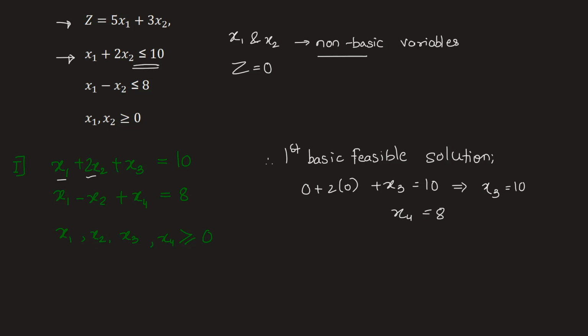Of course, when we write the objective function, the slack variables should not have any effect on the objective function. So 5x1 plus 3x2 plus coefficient of slack variables in the objective function should be 0. So whatever is the value of the slack variables, the objective function should not change by it. It will only change by the values of x1 and x2. Now let's form the simplex table.